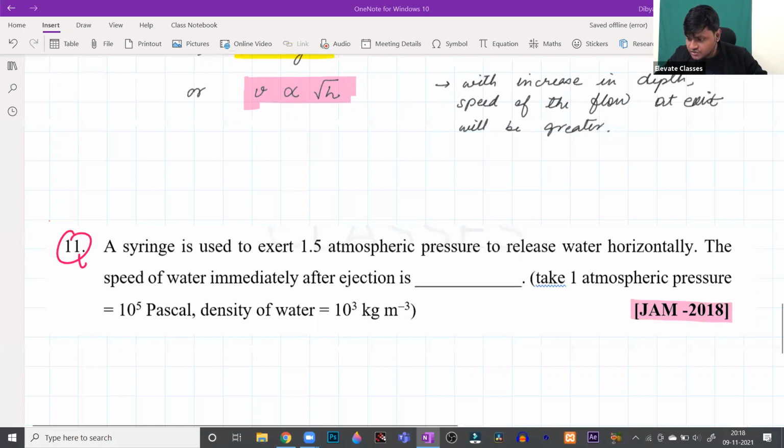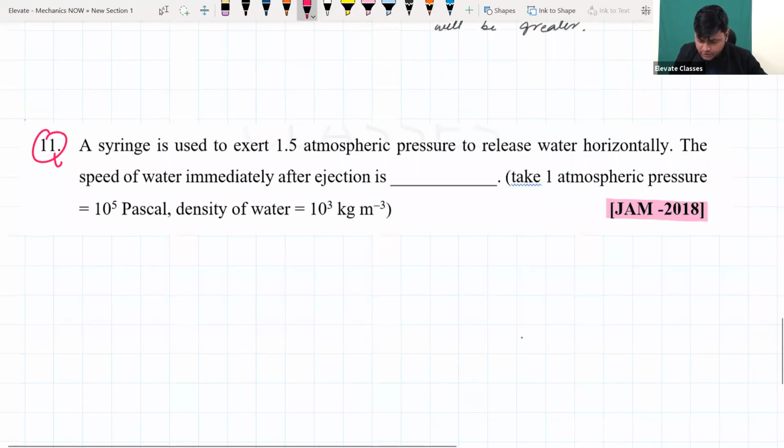Okay, I've launched the poll. You can try these two questions. A syringe is used to exert 1.5 atmospheric pressure to release water horizontally. The speed of the water immediately after ejection is what? Take 1 atmospheric pressure to be 10 to the 5 Pascal. Density of water is 10 to the 3.